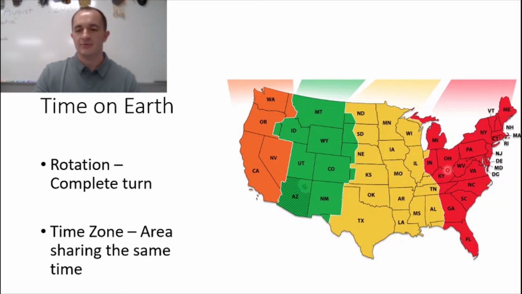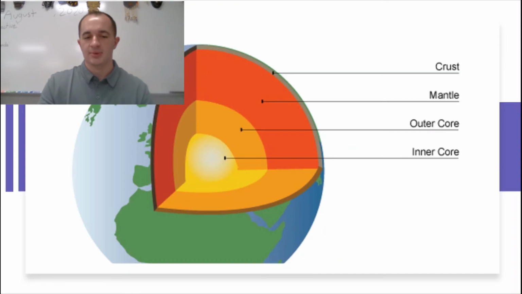So that can get kind of confusing if you're talking to your friend who lives in Indiana but lives in a Central Time part of Indiana. So rotation, like we said, is a complete turn, and then a time zone is an area sharing the same time.